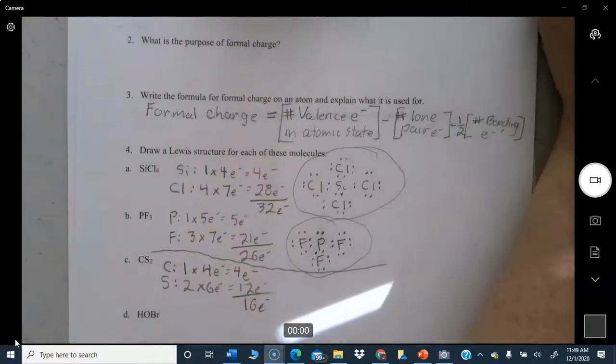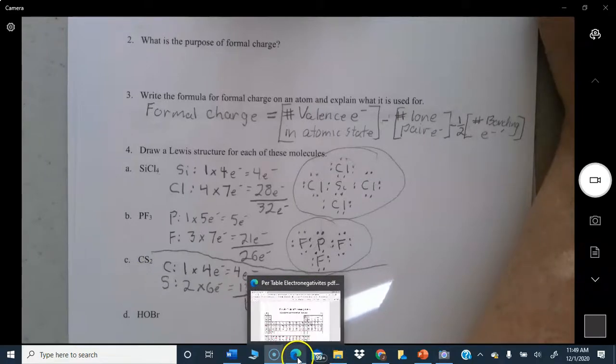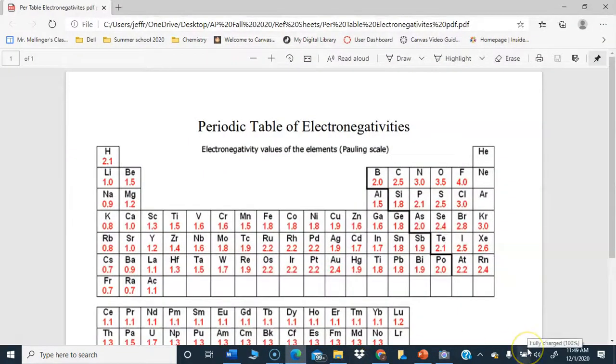Okay, so now we're going to figure out what goes in the center, which is the least electronegative. It's fairly rare for this to happen, but if we go to the periodic table of electronegativities, we find carbon is 2.5 and sulfur is 2.5. They're both equal. So how do you choose? Well, you kind of guess, but you assume that if there's 1 carbon and 2 sulfur atoms, that probably the carbon's going to be in the middle and the sulfurs are going to be on the outside.